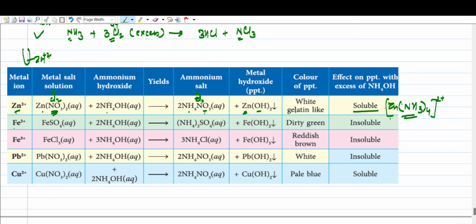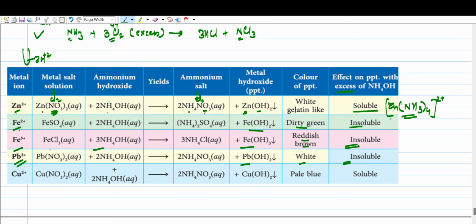If ferrous ions are there, they are going to form a dirty green precipitate of ferrous hydroxide, right? And if you add excess, the precipitate remains insoluble. If you take ferric ions with ammonium hydroxide, it will form ferric hydroxide, which is reddish brown in color. If you add excess of ammonium hydroxide, it will remain insoluble. Likewise, lead ions are going to form lead hydroxide, a white precipitate. On adding excess of ammonium hydroxide, the precipitate will remain insoluble.